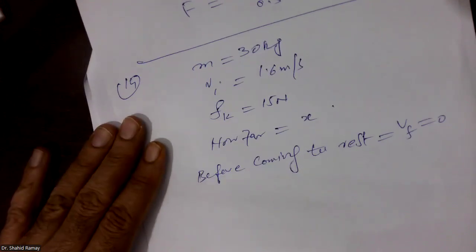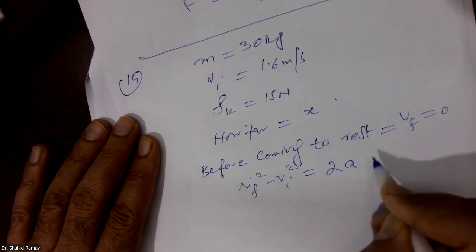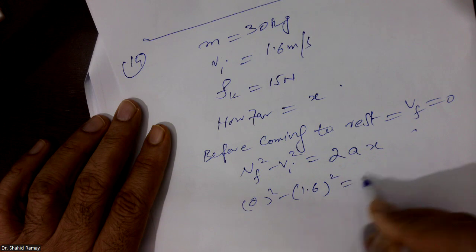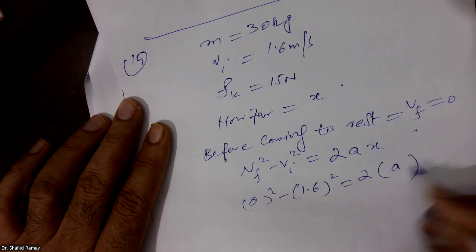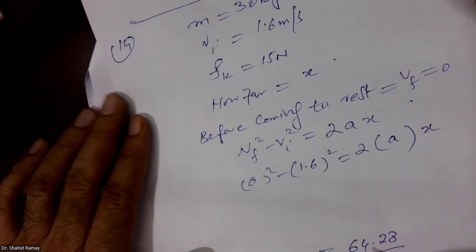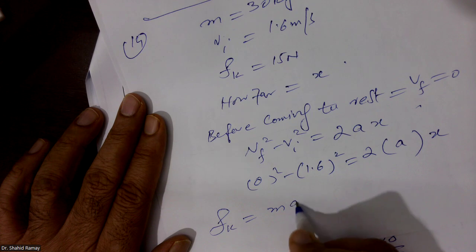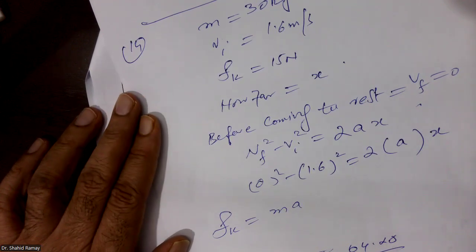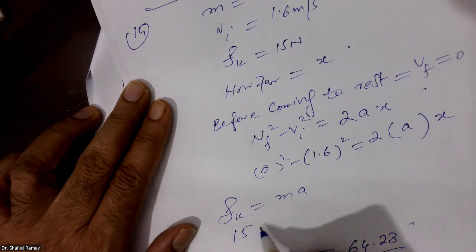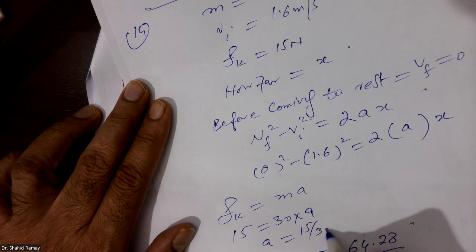So this is the data, and we will apply the simple equation VF square minus VI square is equal to 2AX. VF square means 0 square minus 1.6 square is equal to 2 into A. A we have to find, and X we want to find. To find A, we will use another formula: f of k is equal to MA, because f of k is given, but sometimes mu k is given, then we will use the formula accordingly. So here 15 is equal to 30 mass into A. So A is equal to 15 over 30.